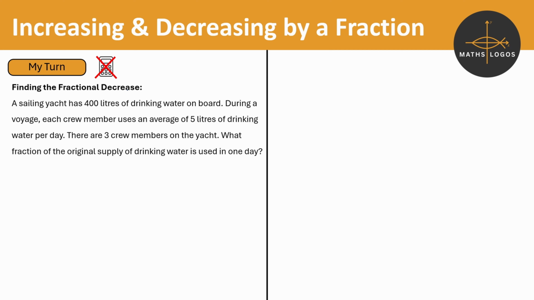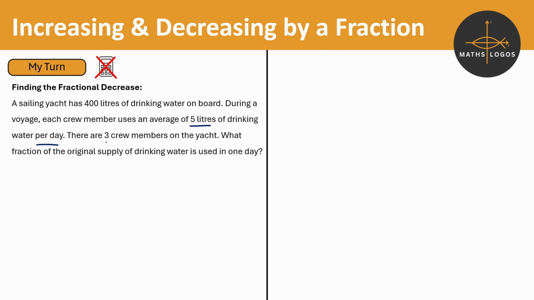A sailing yacht has 400 litres of drinking water on board. During a voyage, each crew member uses an average of 5 litres of drinking water per day. There are 3 crew members on the yacht. What fraction of the original supply of drinking water is used in one day?